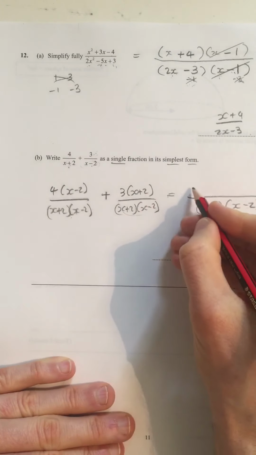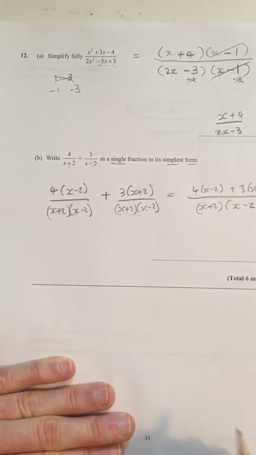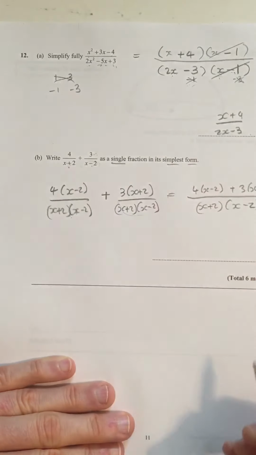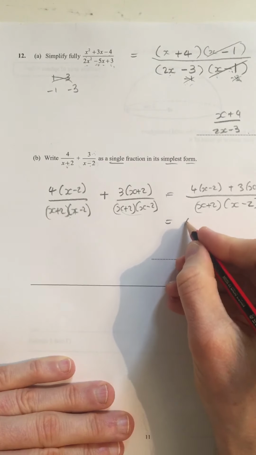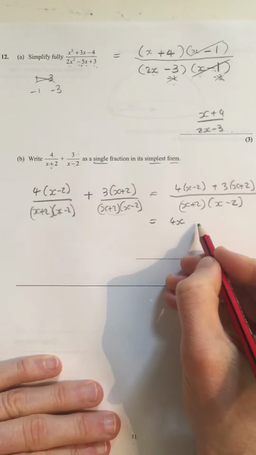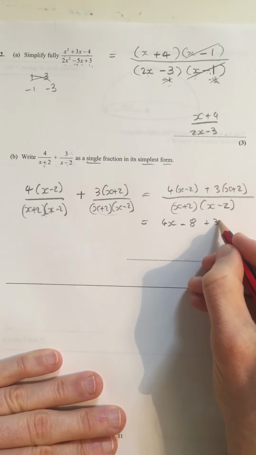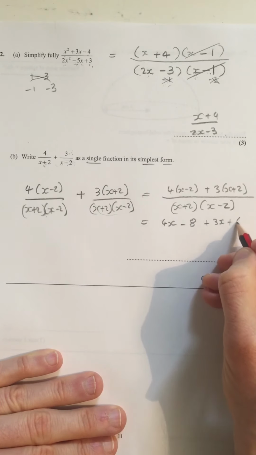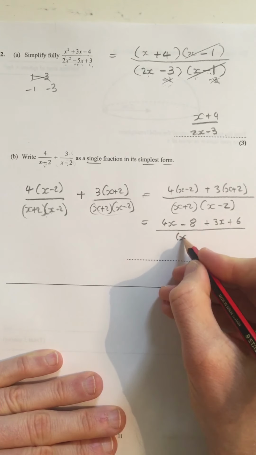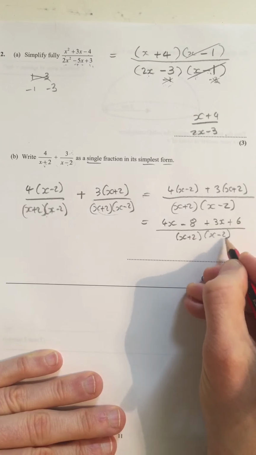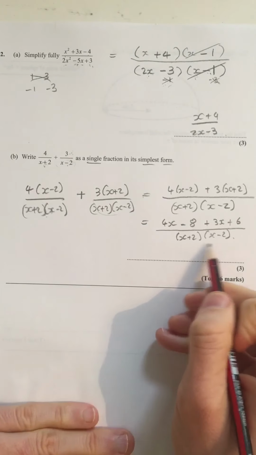And on the numerator, I'll be left with 4 lots of x minus 2 plus 3 lots of x plus 2. Now I just want to simplify it. So let's expand out the brackets on the numerator. So 4 lots of x is 4x, 4 lots of minus 2 is minus 8, plus 3 lots of x is 3x, 3 lots of 2 is 6. I'm not going to expand the denominator just yet, because what we might see in a minute maybe is some cancellation like we had up there. Possibly, maybe not, but you don't need to expand it anyway.